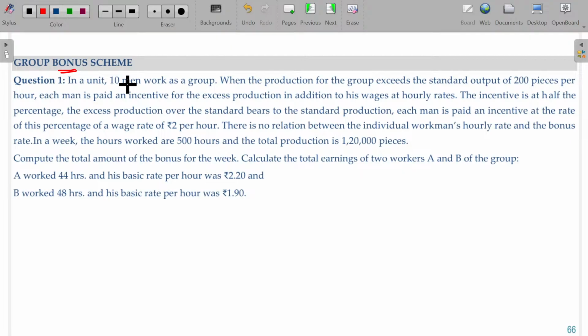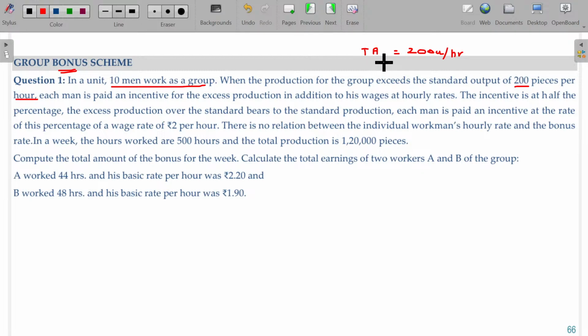Okay. So that's what about the group bonus schemes. In a unit, 10 men work as a group. So here this 10 men are there. When the production for the group exceeds a standard output of 200 pieces per hour each man. Okay. So standard output of 200 pieces per hour. 200 units can be produced per hour. This is what about this time allowed.